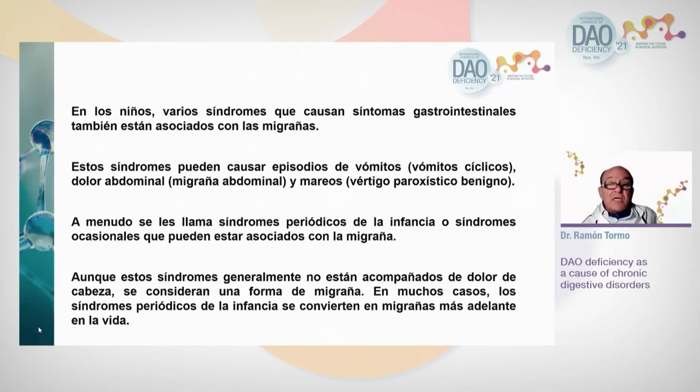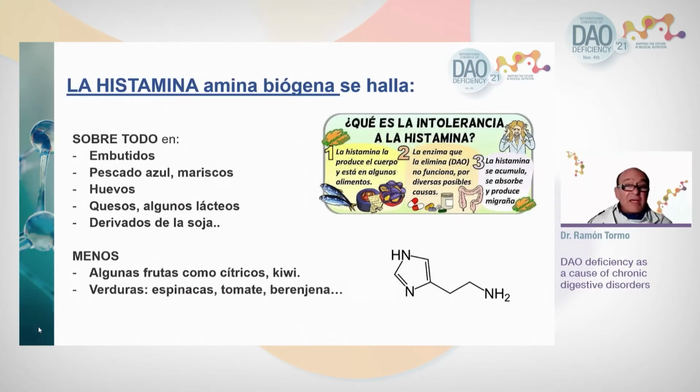And in children, there are several syndromes that cause gastrointestinal symptoms that are associated with migraines as well. These syndromes can cause vomiting episodes, so cyclic vomiting, abdominal pain, which is also called abdominal migraine, dizziness, vertigo, and usually we call them periodic syndromes of infancy or episodic syndromes associated with migraine. Although they're not accompanied by a headache, they're considered to be a form of migraine. Headache is not required for it to be considered a migraine. In any case, these periodic syndromes become migraines in adult life.